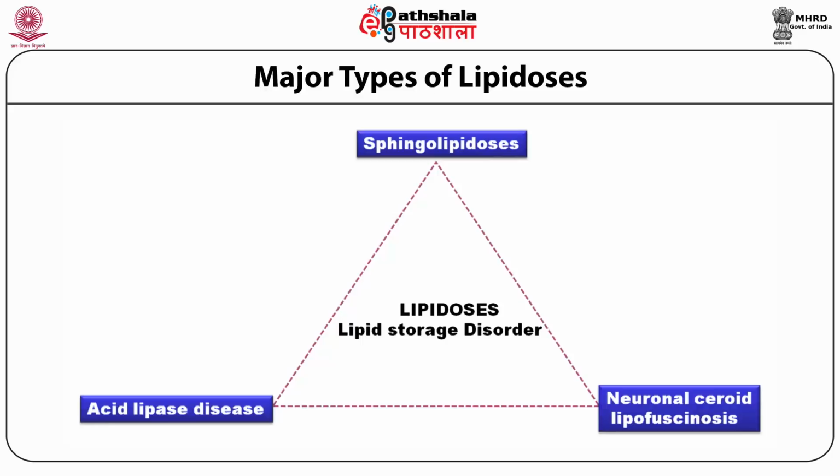Mainly, at one end, it is sphingolipidosis. The other end, the neuronal ceroid lipofuscinoses, and finally, acid lipase disease. The lipidosis or the lipid disorder can be well understood under these three disorders.